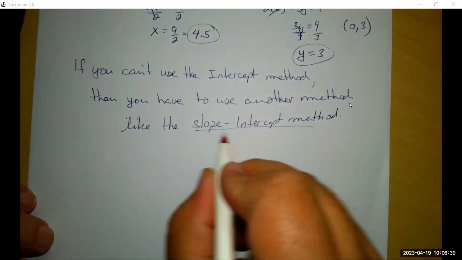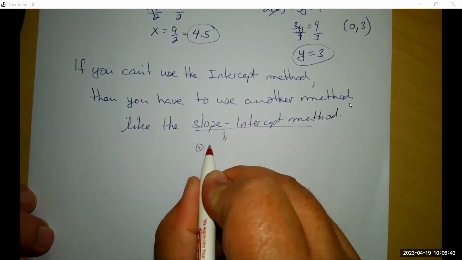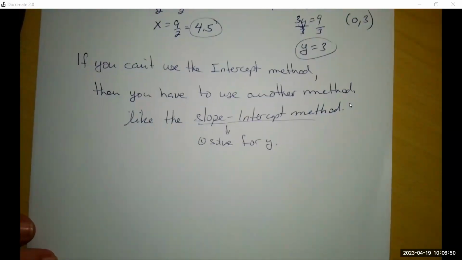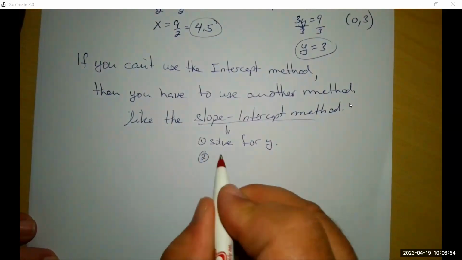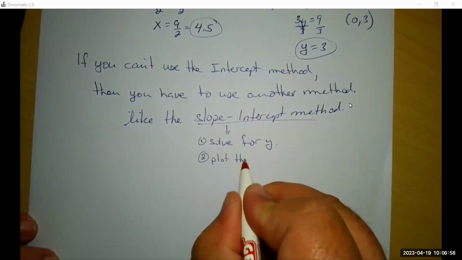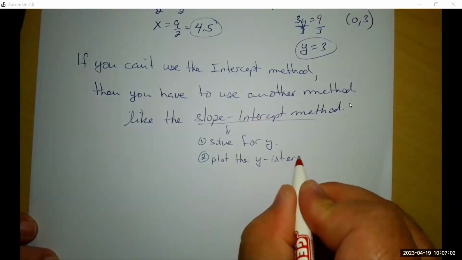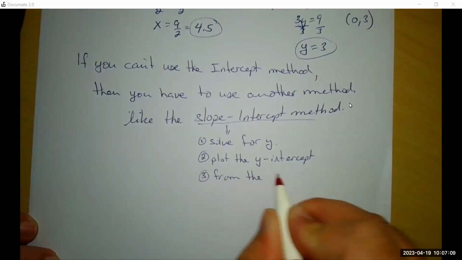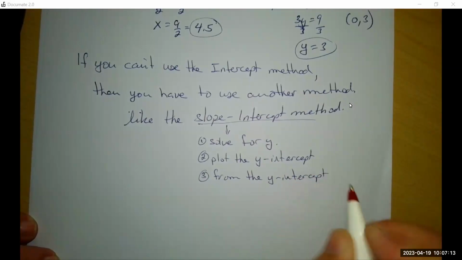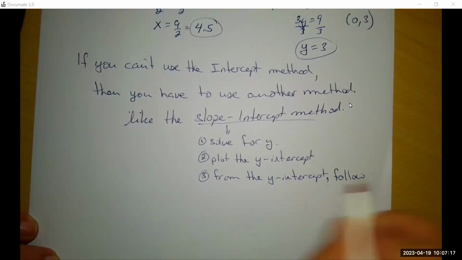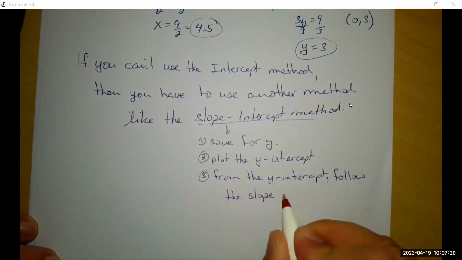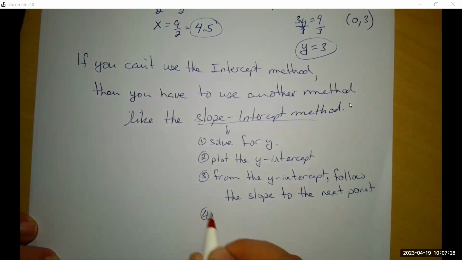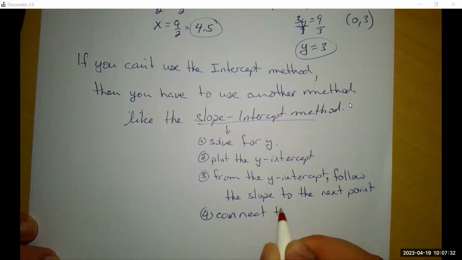The slope intercept method looks like this. Solve your equation for y. Plot the y-intercept. From the y-intercept, follow the slope to the next point. And then connect the dots.